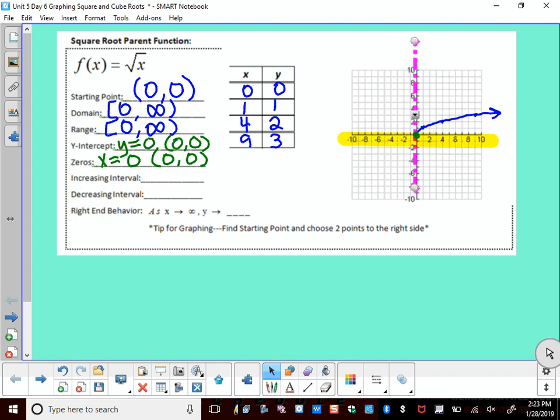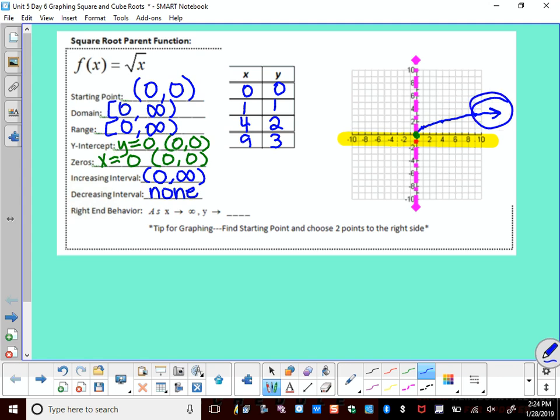Increasing and decreasing intervals, I'm increasing from 0, and I'm going all the way towards infinity. For your intervals, you always have parentheses. Am I decreasing at all? No. We're not decreasing at all. Alright, my right-end behavior. What is this arm over here? What's that right-end behavior doing? Is it going up or going down? It's going up towards positive infinity.